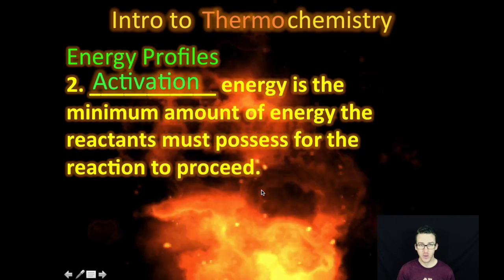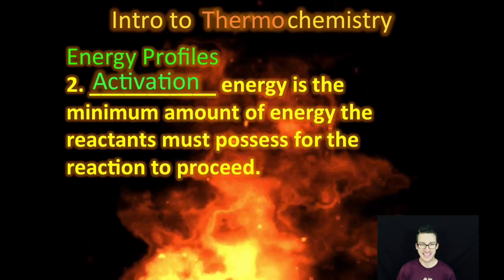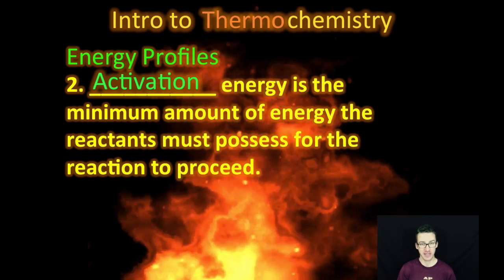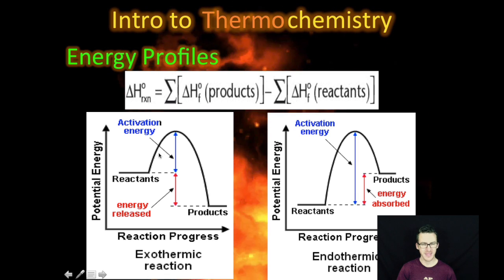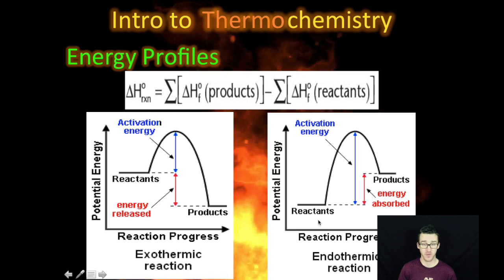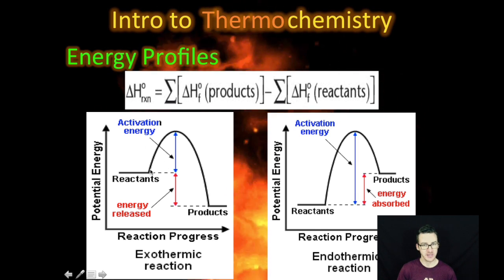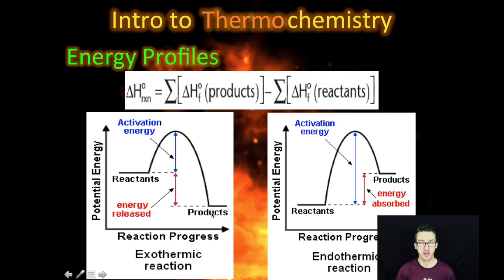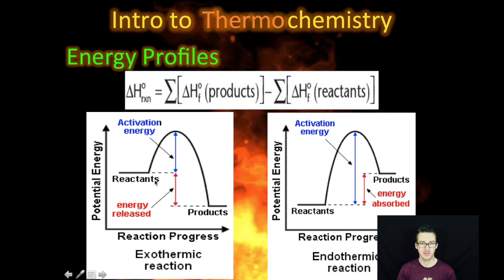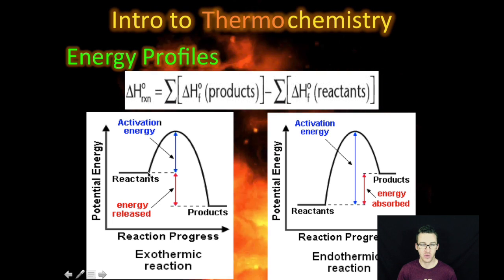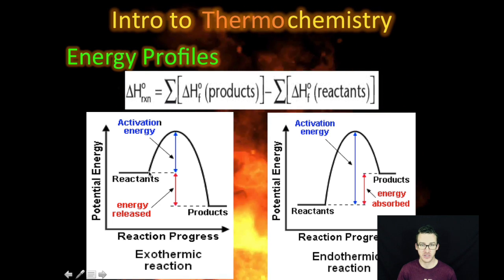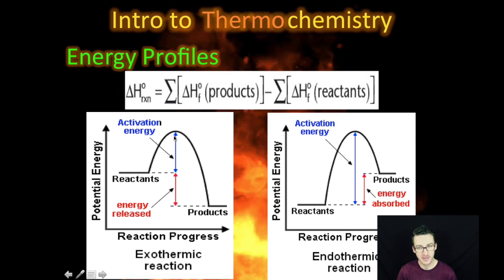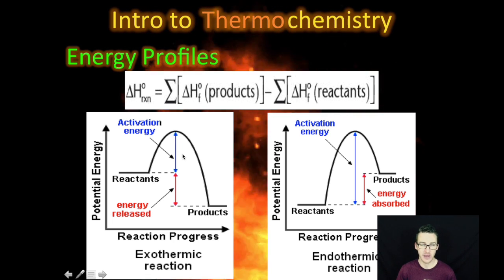And the last thing to take away is just recognize that activation energy is the minimum amount of energy the reactants must possess for the reaction to proceed. And so many times in these reaction profiles or these energy diagrams, you're going to see these little humps. And we'll talk a lot more about activation energy when we get to kinetics. But simply recognize that for many reactions, in order to go from reactants to your products, you have to put a little bit of energy in order to get that reaction to happen.